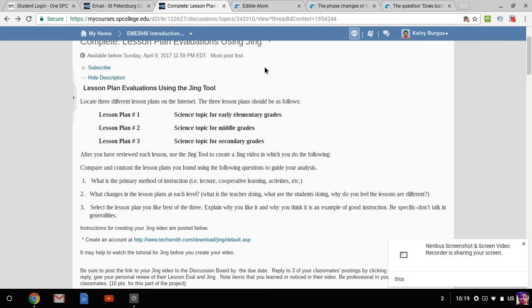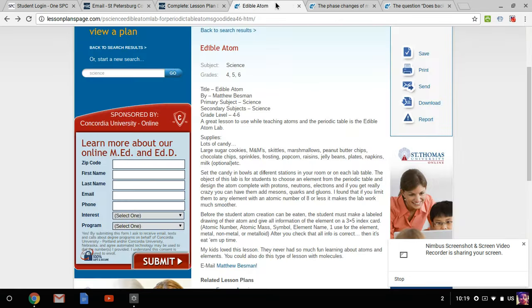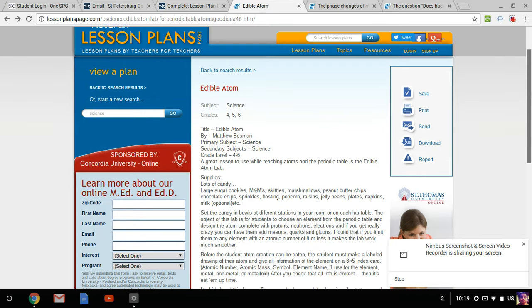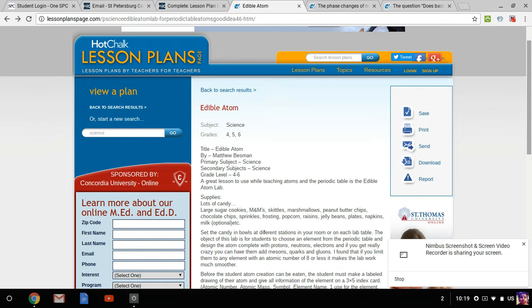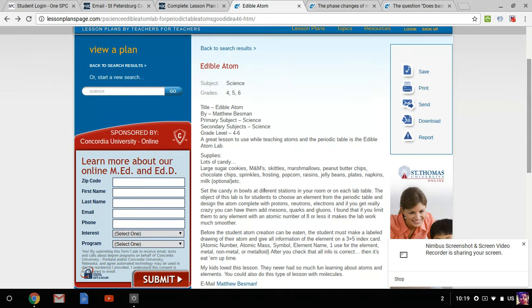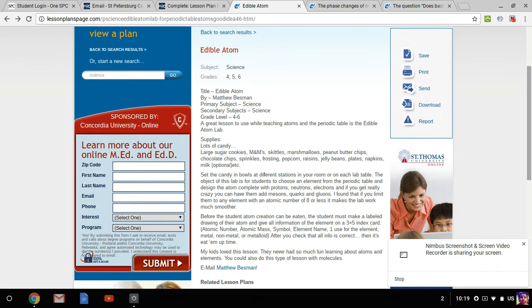For my first science topic for early elementary grades, I chose edible atoms. It's a lesson plan on the website lessonplanspage.com. I chose this one. It's from grade 4, 5, and 6. I chose this one because it talks about atoms and the different properties they have, the naming of the atomic numbers and atomic mass. And this lesson plan is pretty much a fun one for the young ones because it has to do with what they all love, which is candy.